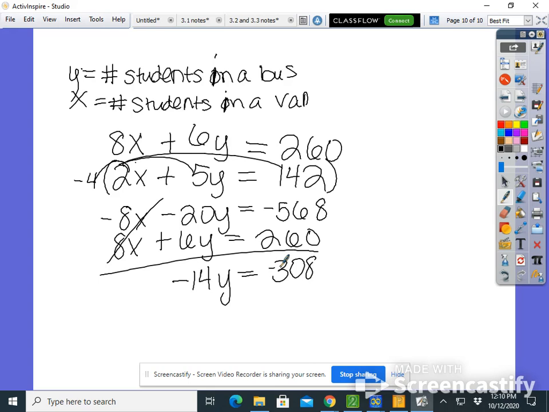So how many kids can fit in a bus? 22. I wasn't right either time. You were just guessing numbers, right? Now you have to plug that back in. Oh, now we have to find x.